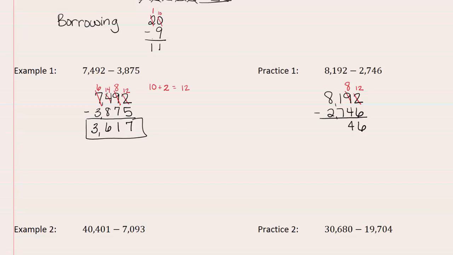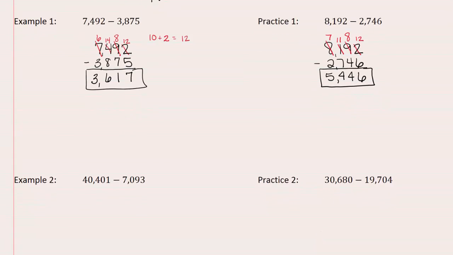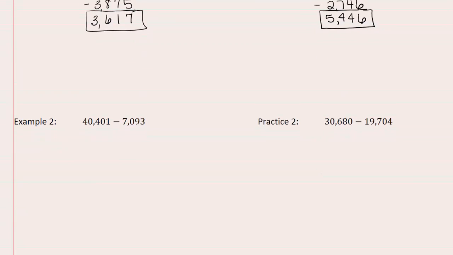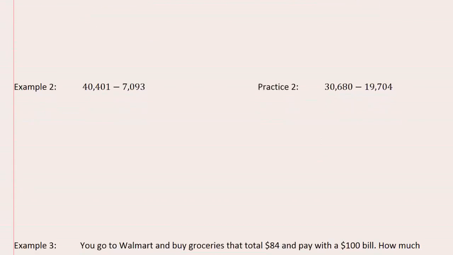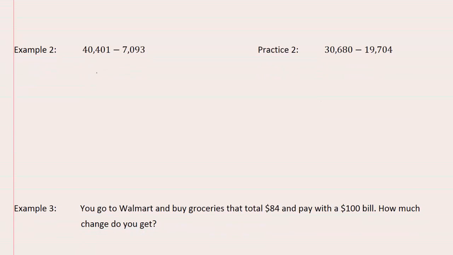1 minus 7, not enough, need to borrow again. So 8 becomes a 7. 1 becomes an 11. 11 minus 7 is 4. 7 minus 2 is 5. So we should have gotten 5,446. Let's look at example number 2. Example number 2, as you'll notice, has a bunch of zeros in it. So let's see what happens when we have zeros.